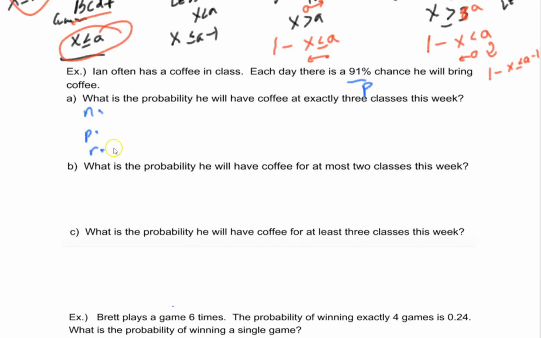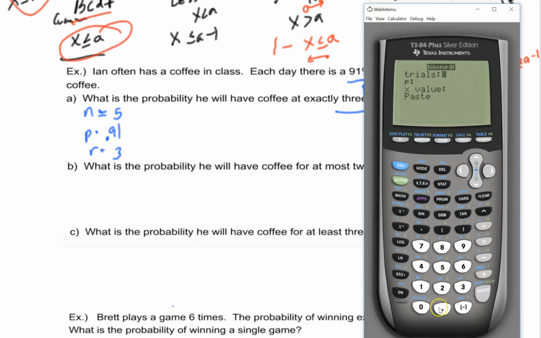Our P is easy, it tells us 91%, so change that to decimal, 0.91. R, I want exactly 3, R is 3. Now what's the number here? Now it says classes this week. So we generally go to school 5 days a week. So N is 5. So that's all the information I need.